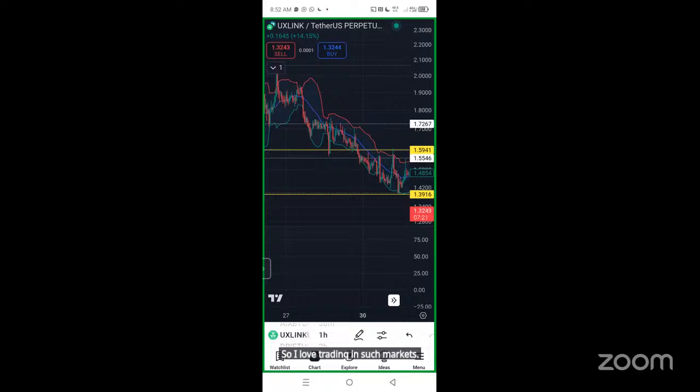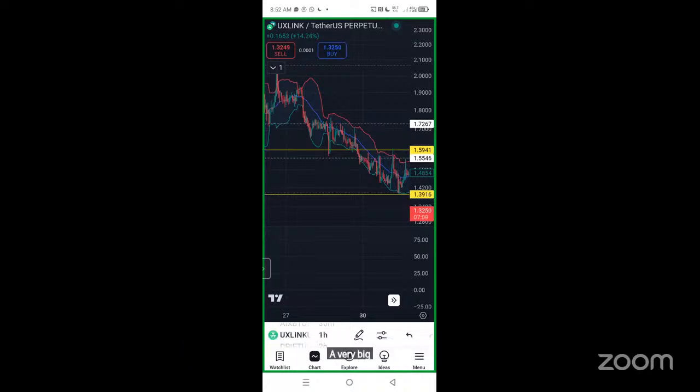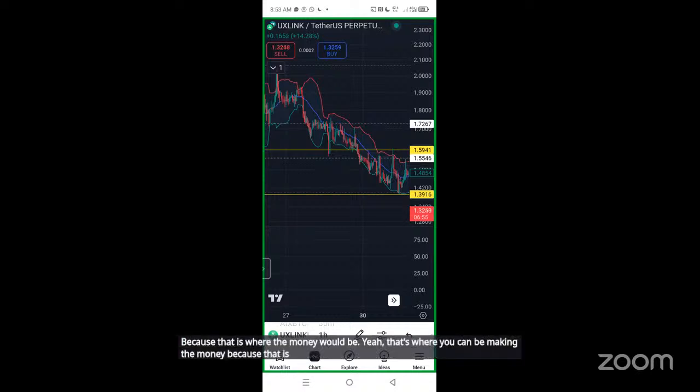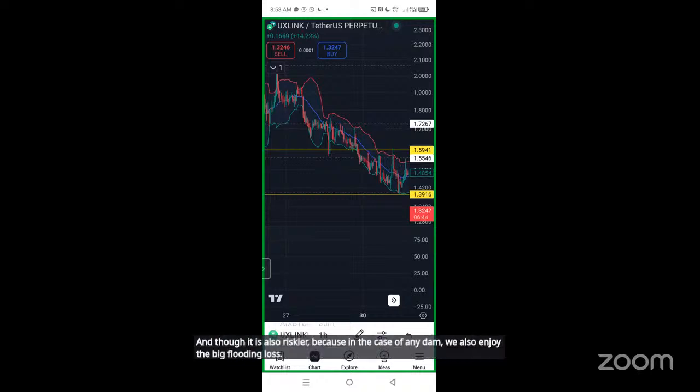There are other coins where you go to the 15 minutes time frame and you measure a very big distance, and you find that it is just giving you 0.5%. In such markets, I don't trade. I love a volatile market, because that is where the money will be. That's where you can be making the money, because that is the busiest market for making money. Though it is also riskier, because in the case of any dip, you also endure a big floating loss. But anyway, that is it.